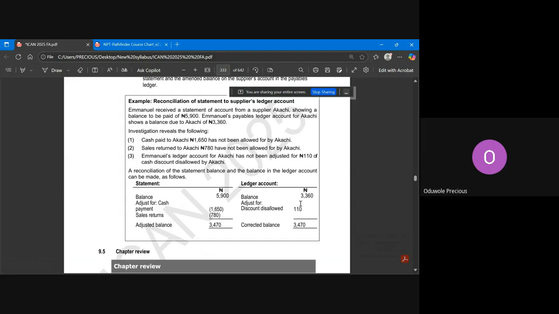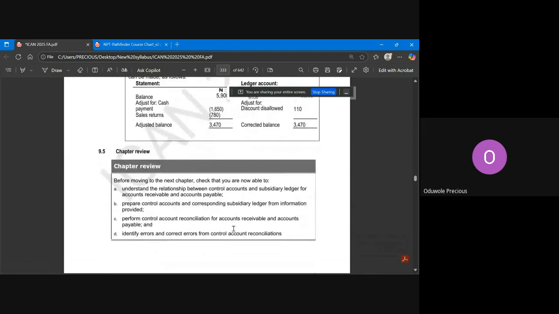So he's supposed to put the amount also here. The 110 is coming here. So when you add the 110 to this, this will now be the total figure. So the two must have the same figure to be correct. So we are done with that.